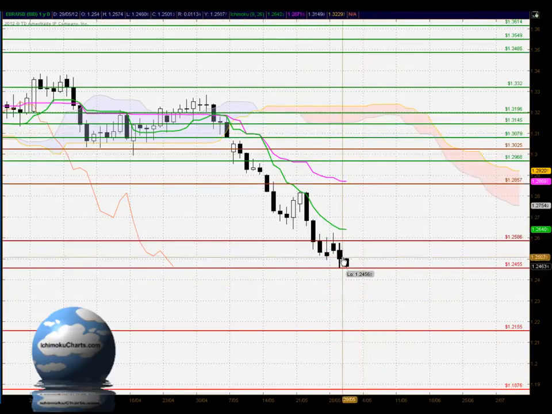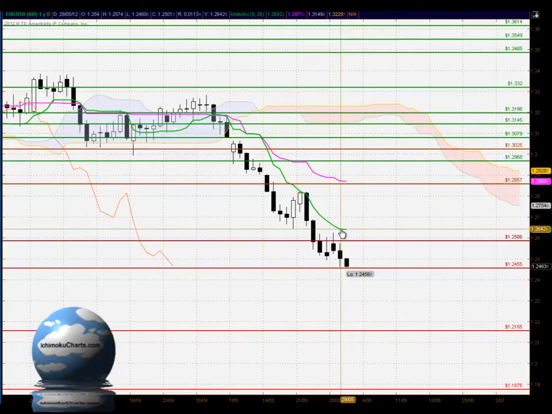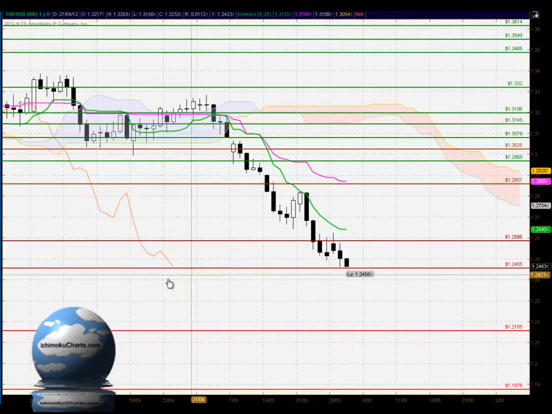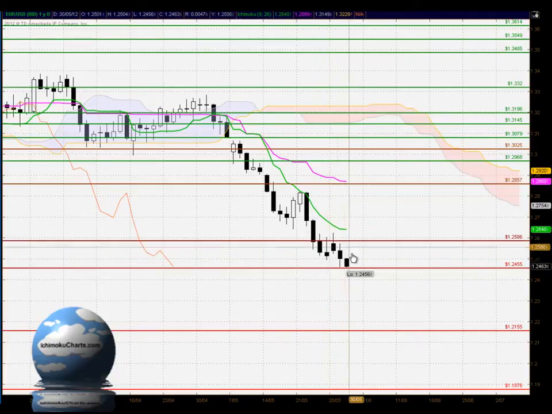Now, in terms of Ichimoku, the market is trading below all three Ichimoku indicators. So the market is bearish in the long-term time frame by trading below the cloud, in the medium-term time frame by trading below the Kijun-sen, and in the short-term time frame by trading below the Tenkan-sen. The Chikou span here is below the corresponding price action, so it's confirming this bearishness that we're seeing in this market. So a market that's bearish in all three time frames.